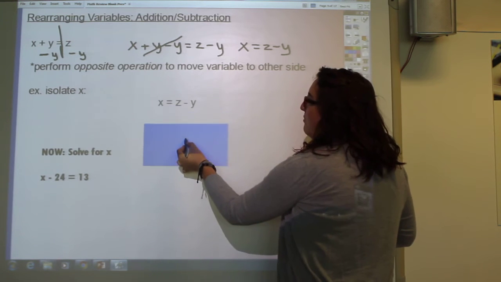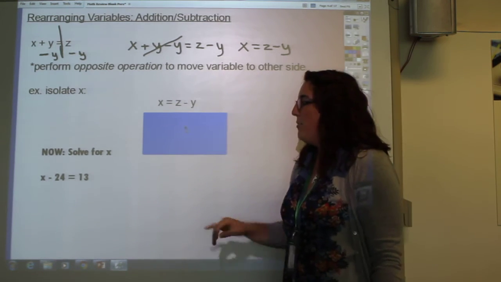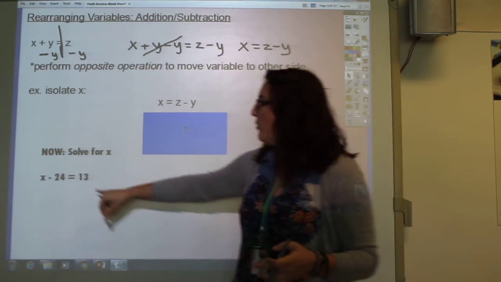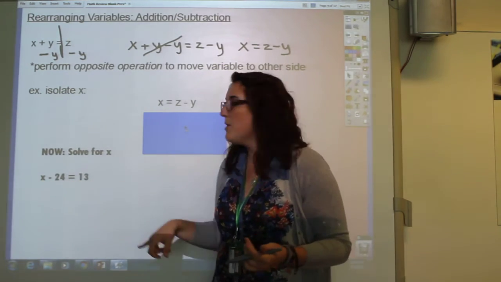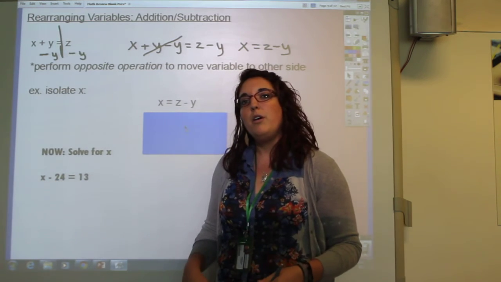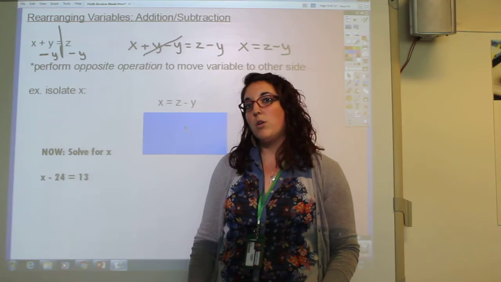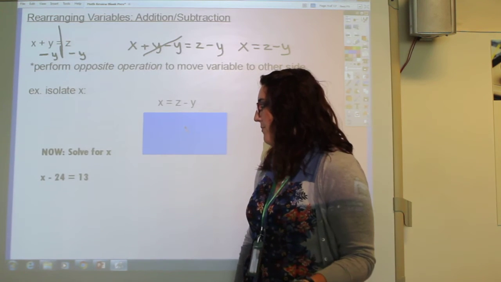Let's look behind the hiding block. That is exactly what we see. Okay, now applying the same situation to where we have a variable with 2 numbers. If we have x minus 24, what do you think we're going to have to do if we already have a minus sign? We're going to have to use addition.